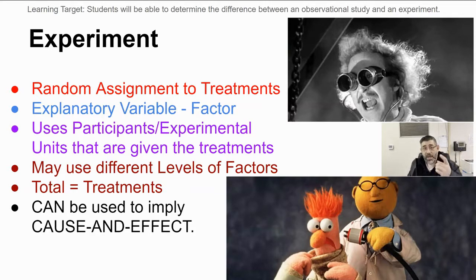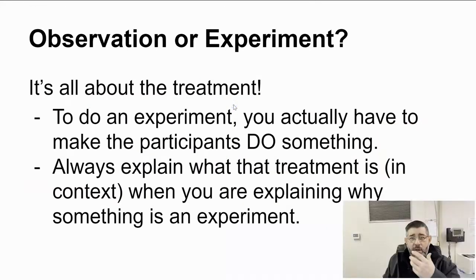Now, this type of study, a randomized controlled experiment, we can use to imply a cause and effect relationship. That's why it's so important to use. And that's why we do experiments all the time in medical studies and vaccines. Stuff like this, we do a lot of experiments to see if things actually work, because we want a cause and effect relationship.